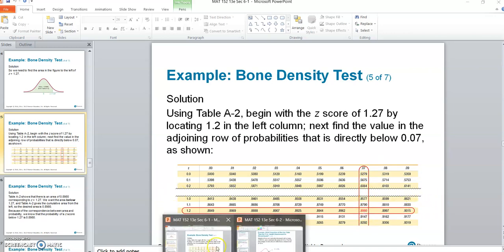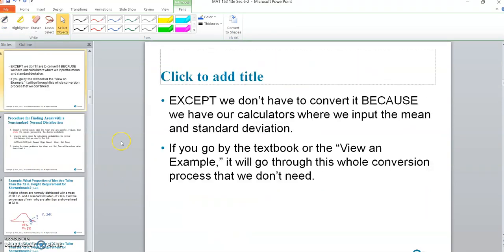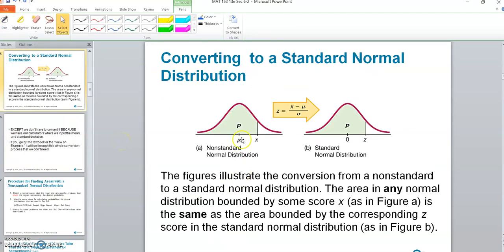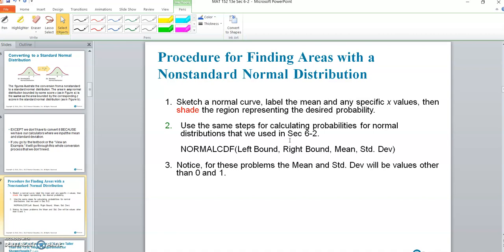In 6.2, they go through a process where they convert the normal distribution all to z-scores so that it's a standard normal. We don't have to do that because we have calculators. This is going to be one of those where the video and example are going to do things the long way. But if you go into my PowerPoints here, I give you instructions on how we can do it an easier way, right? I give you calculator instructions.